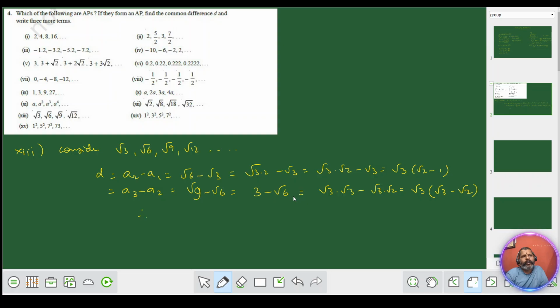You should know how to write numbers in root and root numbers as normal numbers. See, 3 I wrote as root 3 into root 3 because root 3 whole squared is 3 only. Therefore, D is not constant. We are almost at the end of the main. Therefore, given is not in AP.